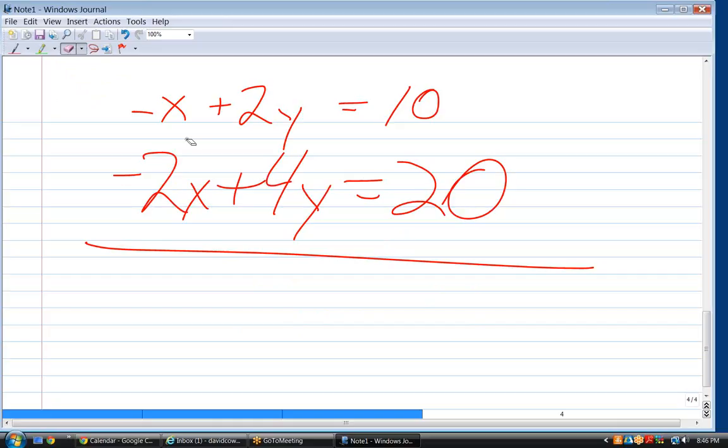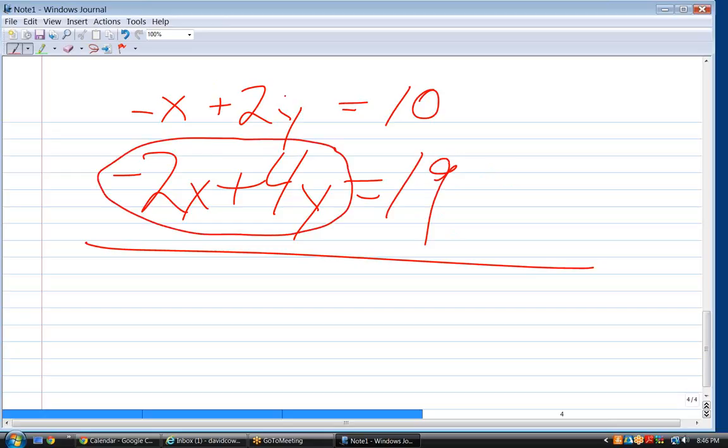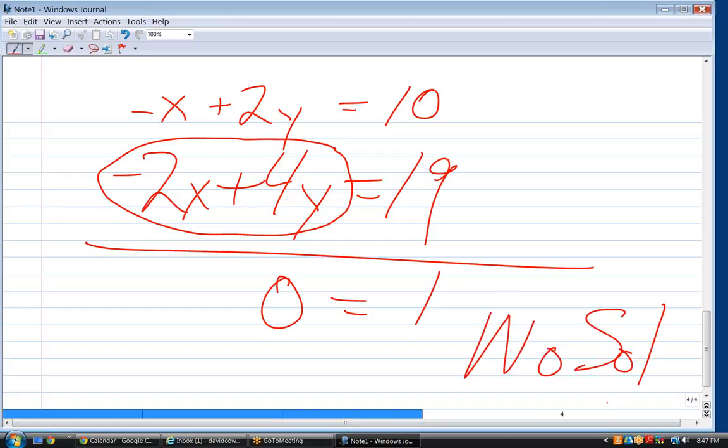Now, I can make things much worse by changing this 20 into a 19. Now, the left side of this equation is exactly twice the left side of this equation, but the right side is not. So if I proceed to manipulate these, I'm going to get 0 equals 1, or some other number. That means no solution. No solution.